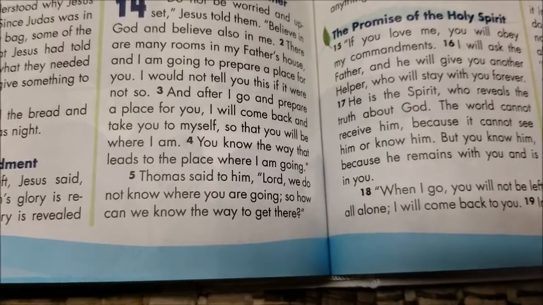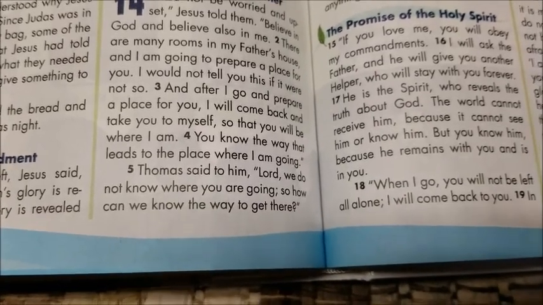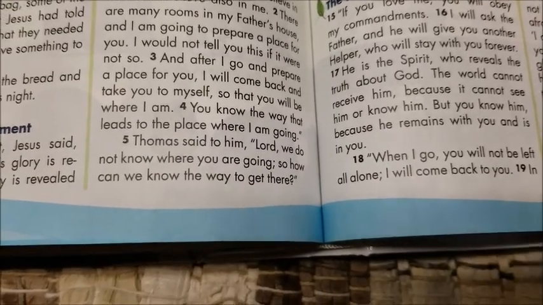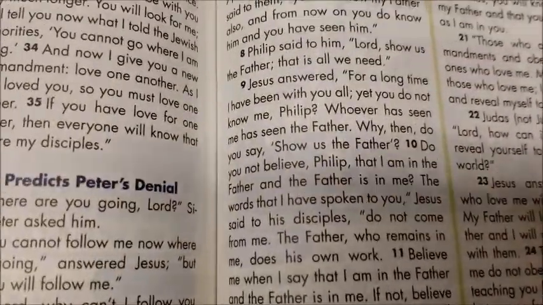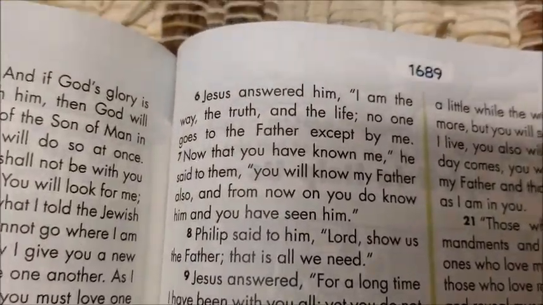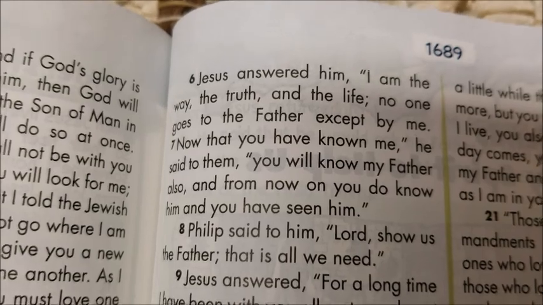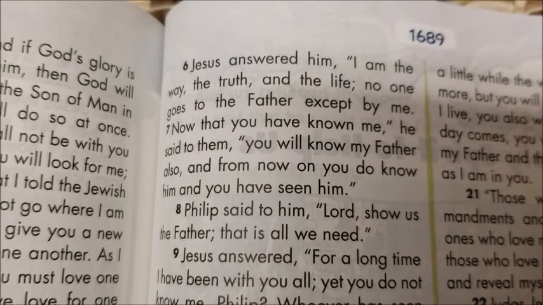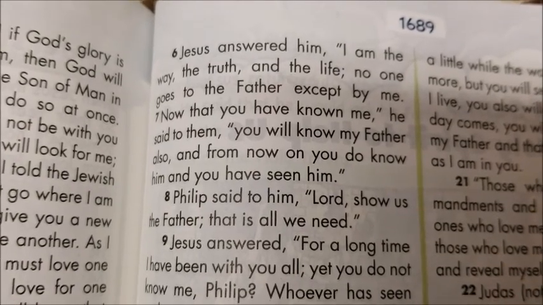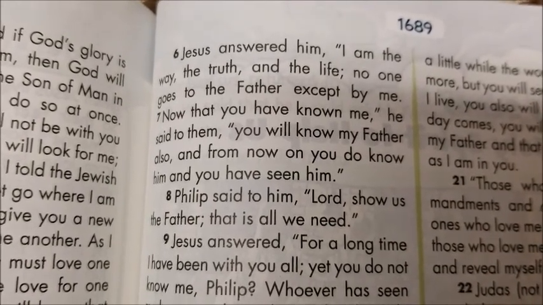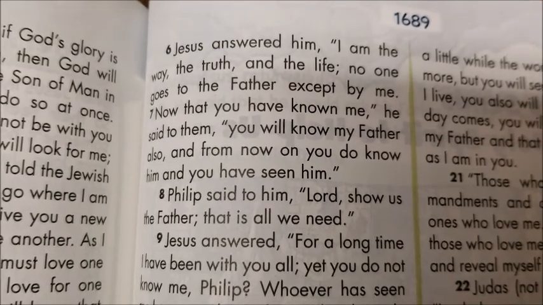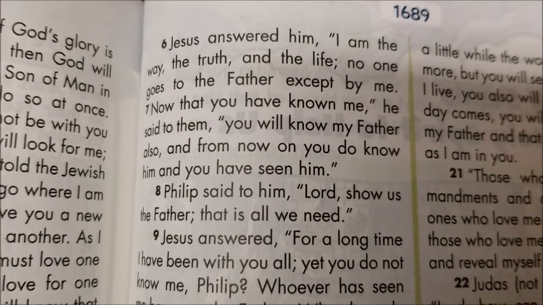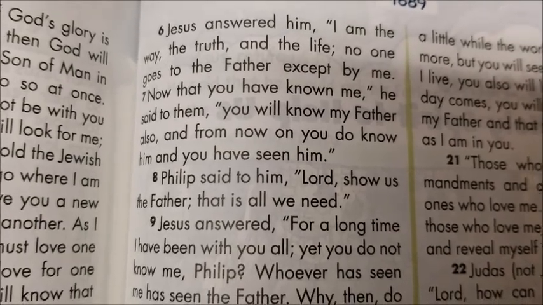Thomas said to him, Lord, we do not know where you are going, so how can we know the way to get there? Jesus answered him, I am the way, the truth, and the life. No one goes to the Father except by me. Now that you have known me, he said to them, you will know my Father also, and from now on you do know him, and you have seen him.